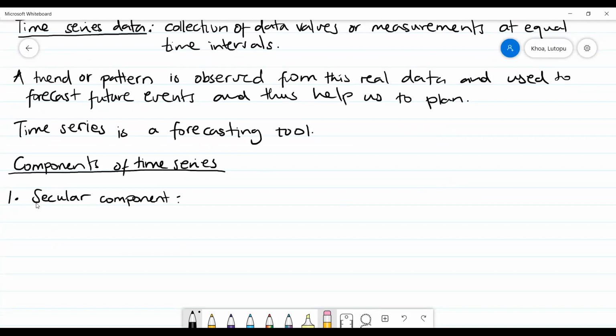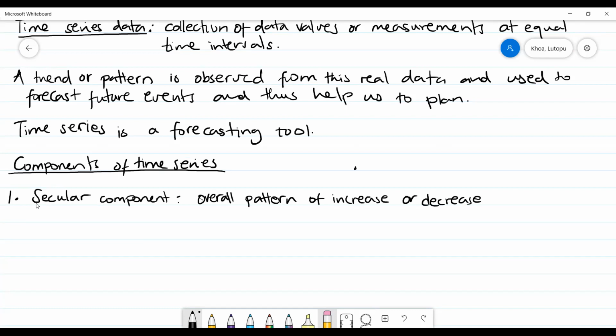Now, the circular component is just the overall pattern. Is the data going up or is it going down? So if we look at maybe the number of students enrolled at NUST, what is the overall trend? Is it going up or is it going down? So this one is the overall trend. You can see this is the overall pattern of increase or decrease. So you're saying something about the data.